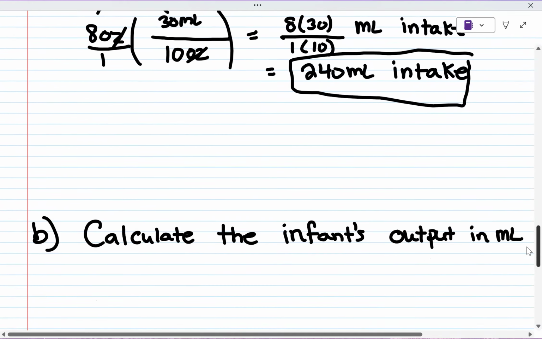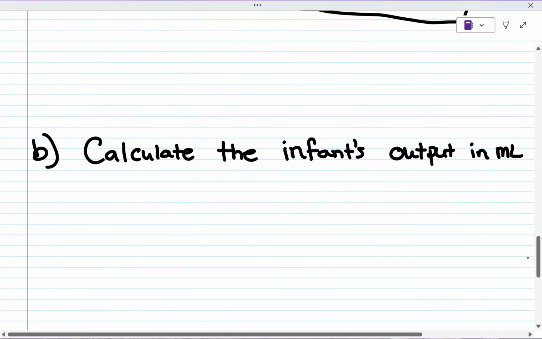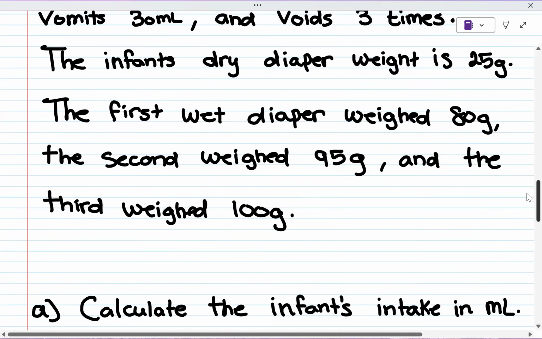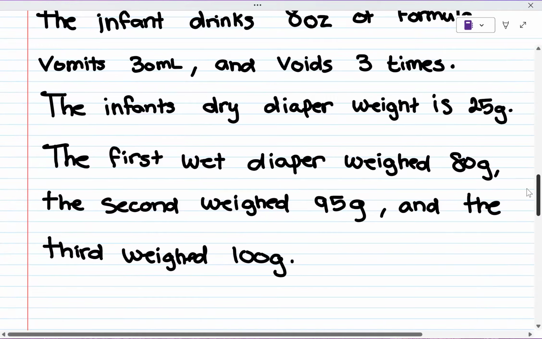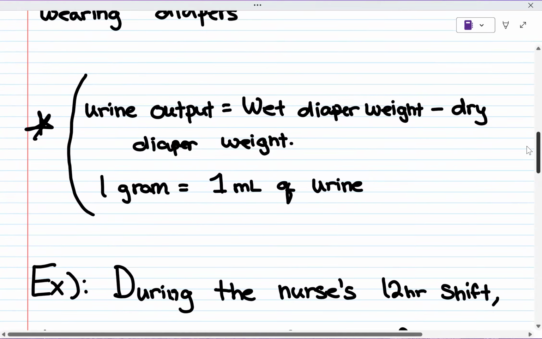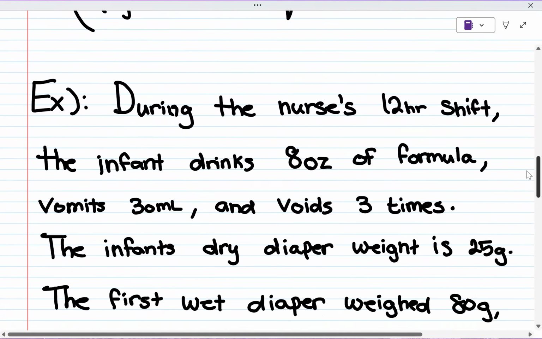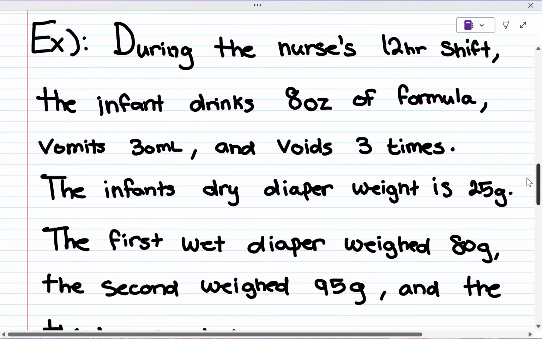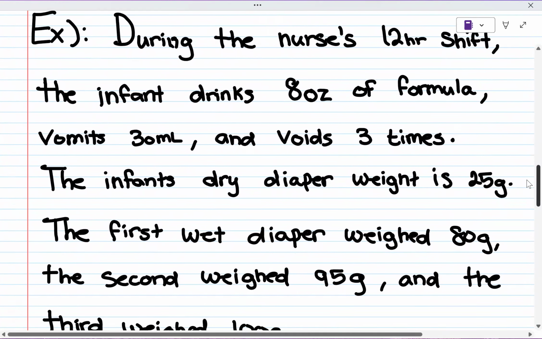Okay, let's do part B. Part B says calculate the infant's output in milliliters. So it's basically the wet diaper minus the dry diaper, right? So the first wet diaper weighed 80 grams. What we have to do is figure out the urine output, which is basically the wet diaper minus the dry diaper weight. So what is our dry diaper weight? Oh, the dry diaper weight is 25 grams.